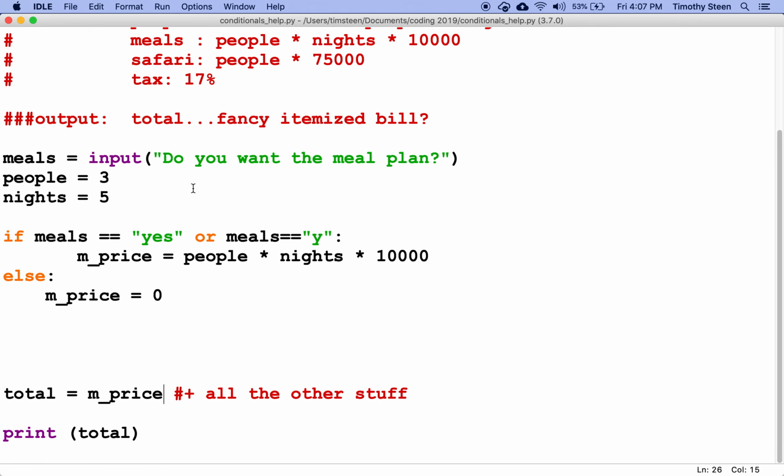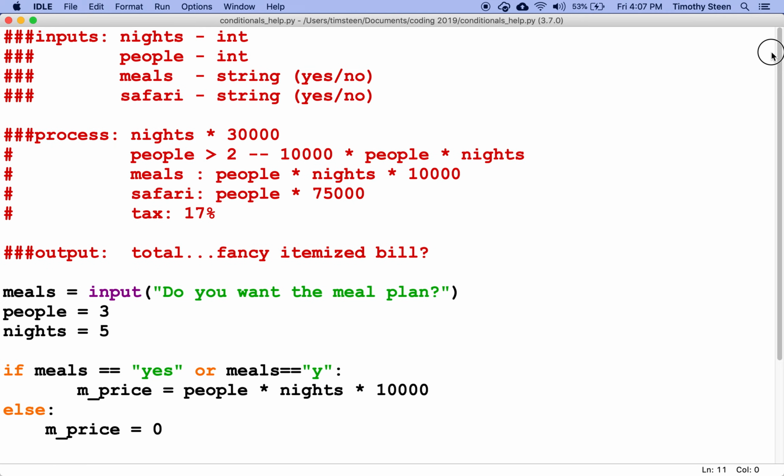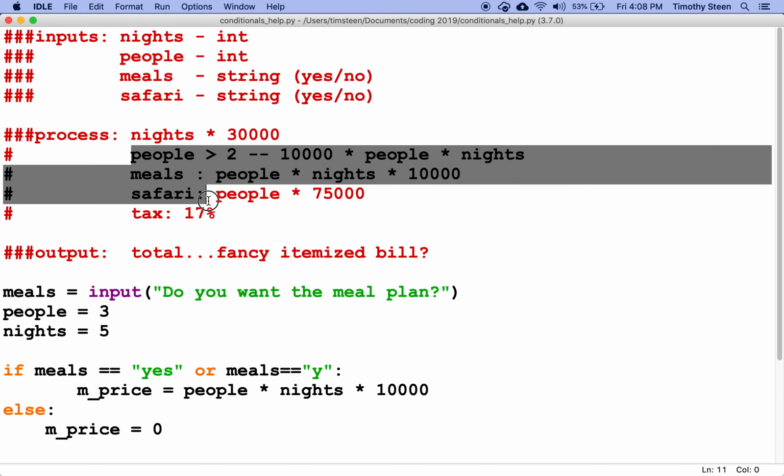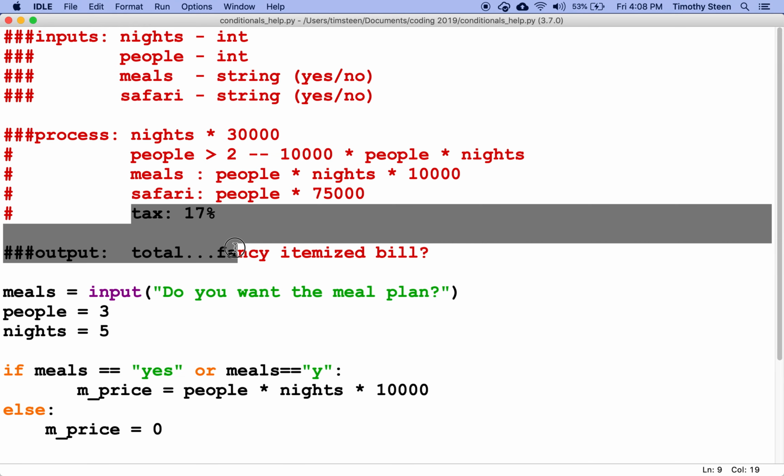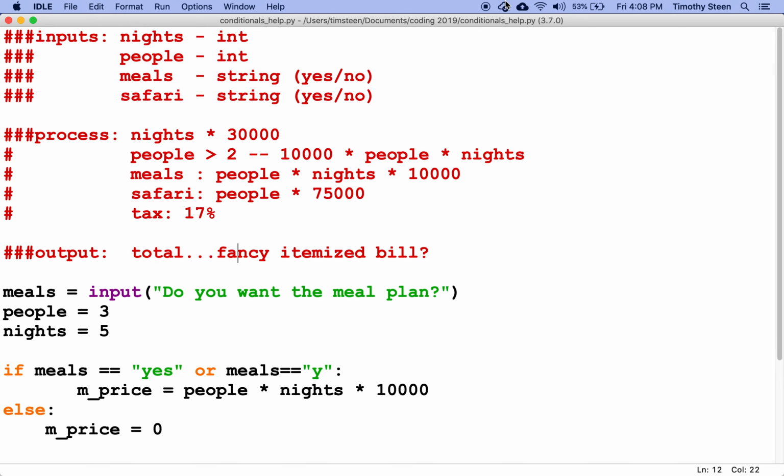Again, work through each of these things, asking them the questions, and then starting to do the if statements for people, for meals, safari, process the tax, add it all up together, and get an output. I think you can do it.